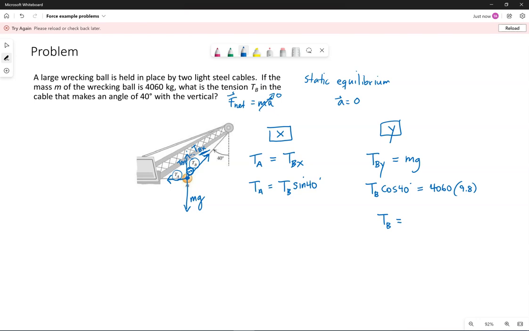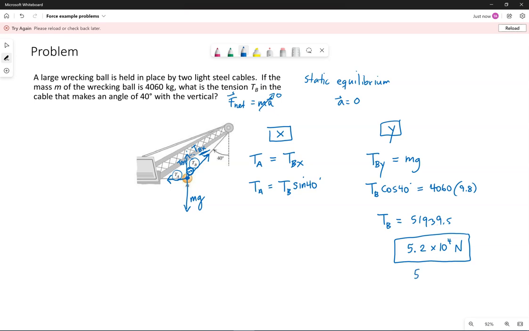8 divided by. Now, please do not ever leave your answer like this. We have essentially 2 sig figs from the angle. So 2 sig figs, I'm going to write this in scientific notation. 2, 3, 4. The tension in cable B would be 5.2 times 10 to the 4th newtons.